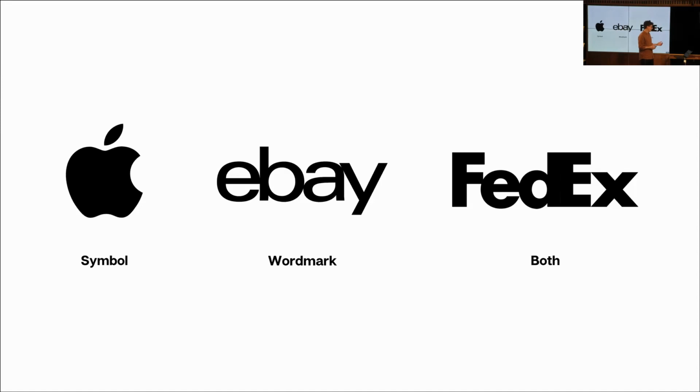So we have three kinds of types here. There are certainly a few more than this, but these are the three main categories of logo. We have a symbol, a word mark, or we have both combined together. In case you're wondering why the FedEx logo is also a symbol, there's actually a little hidden arrow between the E and the X, which designers love. And FedEx use that hidden arrow in their marketing all the time.